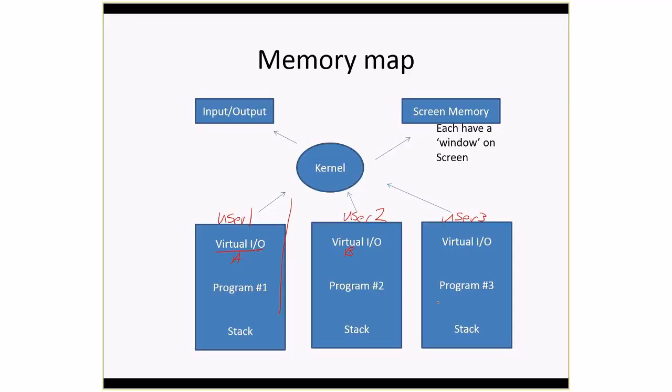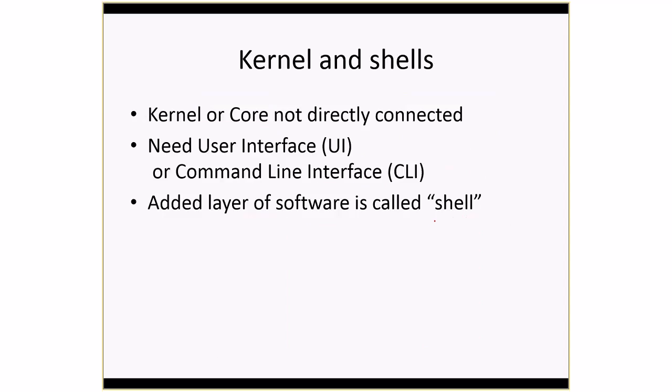So we have space and it's separate. Each of these is now separate from each other and they don't meet between. So user 1 has a virtual I/O, a separate program, separate stack for all the variables, input, output, and each has their own screen area as well. So we have to keep that separate. That means the kernel has to be very diligent in making sure that each of these things are separate. Now that means that the kernel itself, we really can't directly connect to it, so we need some kind of user interface to get to it. Oftentimes that's what's called the command line interface or a shell, and we'll see that in Linux as we go forward.